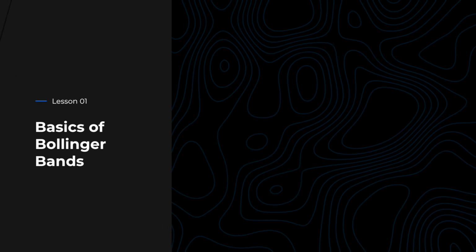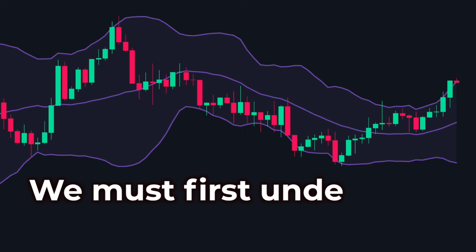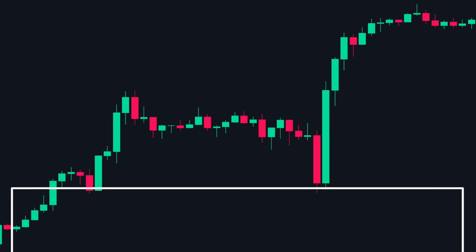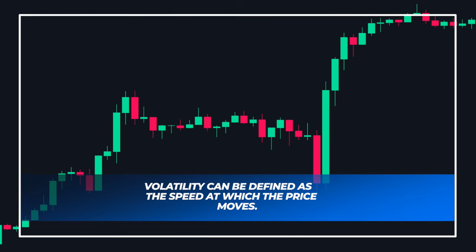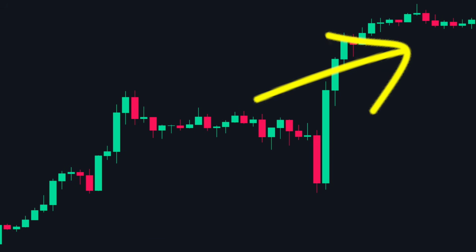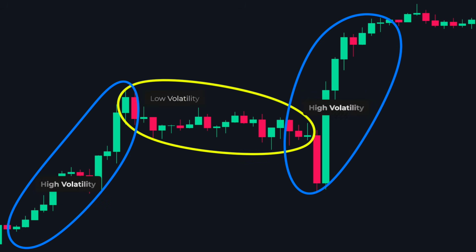Basics of Bollinger Bands. The Bollinger Band is a volatility-based indicator. Therefore, to understand it, we must first understand the concept of volatility. In simple terms, volatility can be defined as the speed at which the price moves. The price does not move at a constant speed. We have low volatility and high volatility environments.